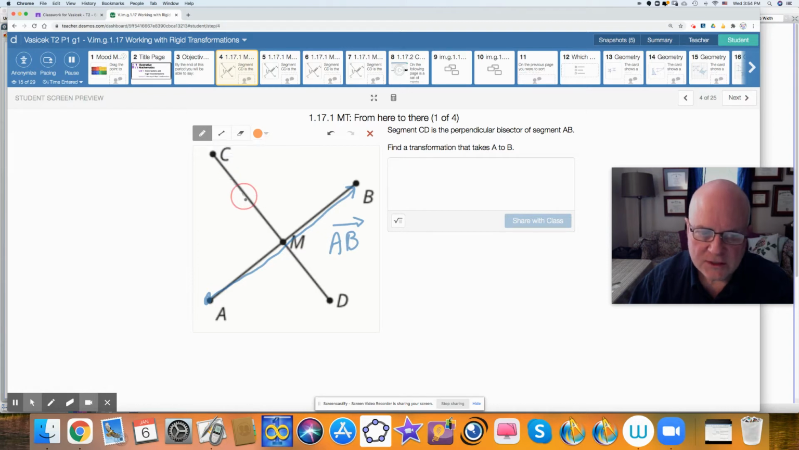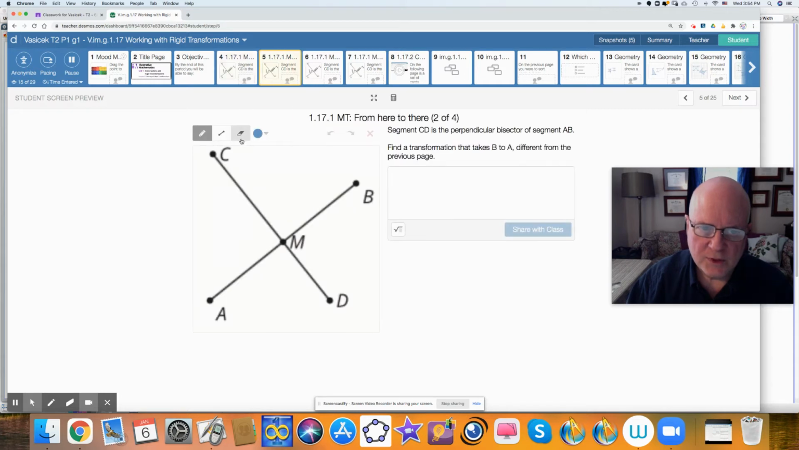Another way to do this would be to reflect this across this line. So you could say, I'm going to reflect A across line CD. When you reflect it across line CD, this is the perpendicular bisector. It's what's doing the cutting. It cuts this into two equal parts at a perpendicular. So when you actually reflect it across it, you end up with B. That's what a definition of a reflection is.